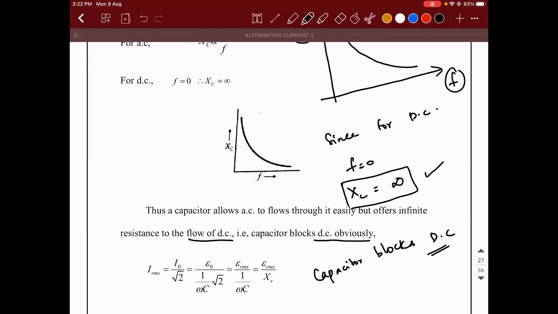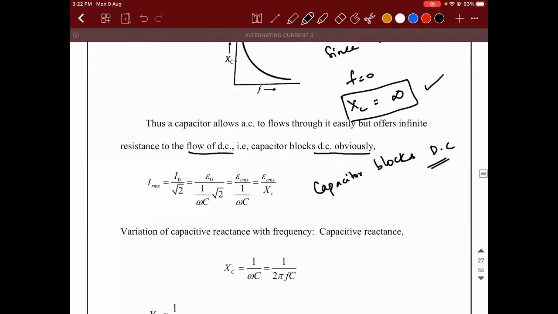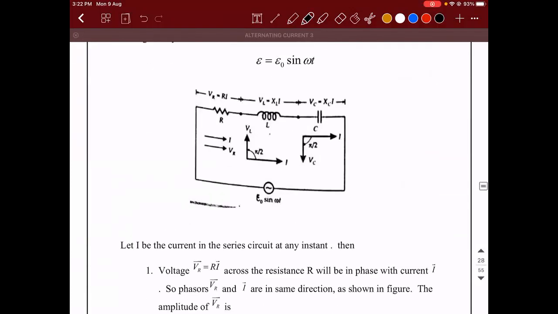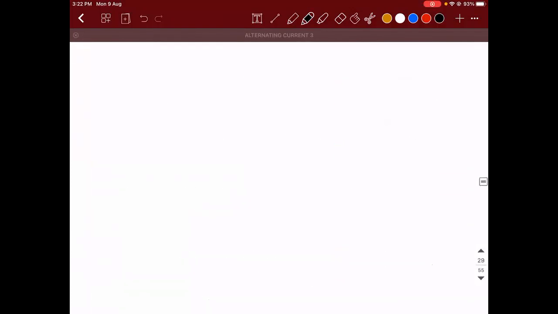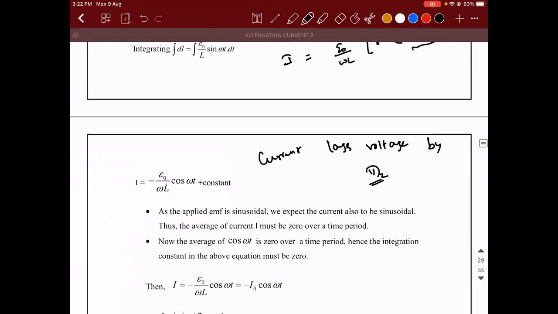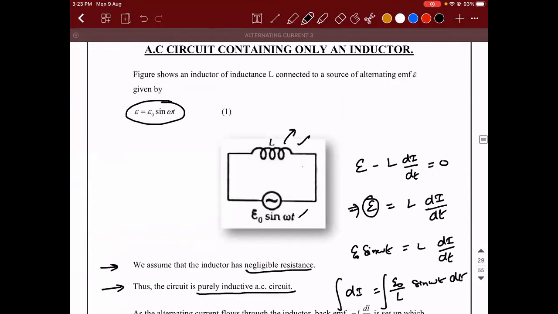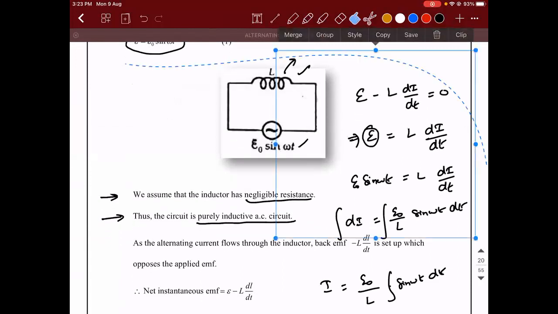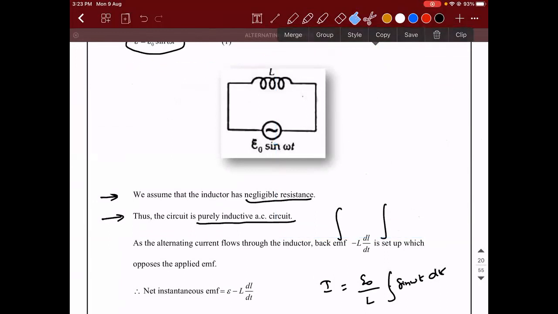Done? Yes, sir. Okay, so write down the next heading as: AC source connected across an inductor.